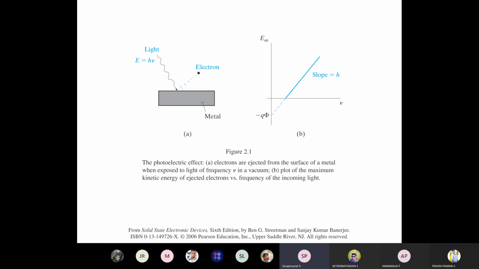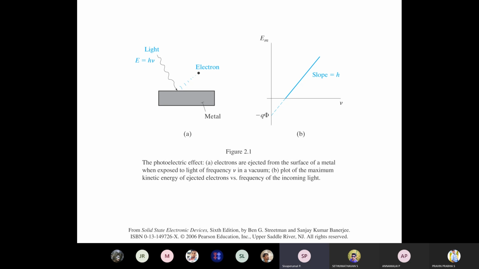So E is equal to h nu, where h is the Planck constant and nu is the frequency. We represent both as h and nu for the light. That is the energy level: E is equal to h into nu. I think you studied this in physics itself. The same equation will be represented here also.